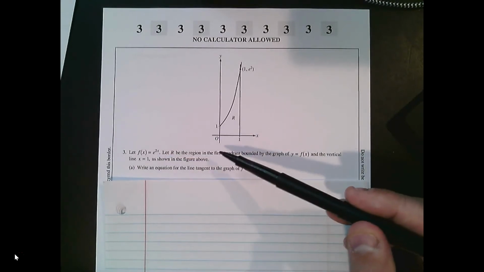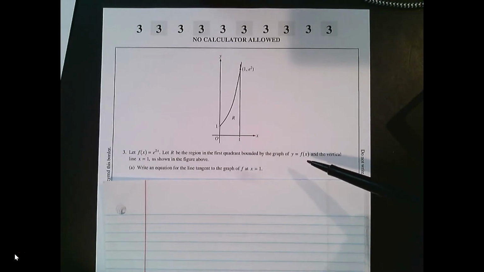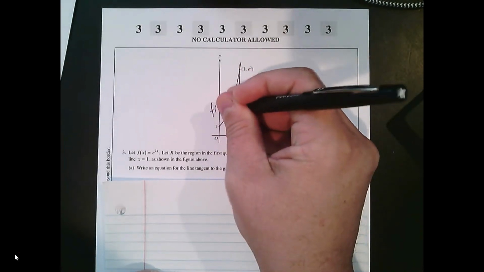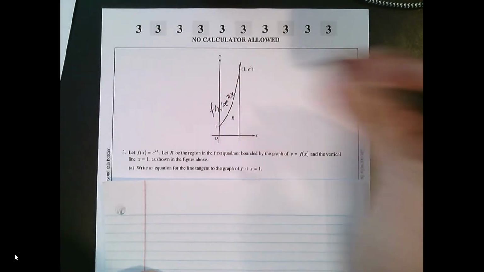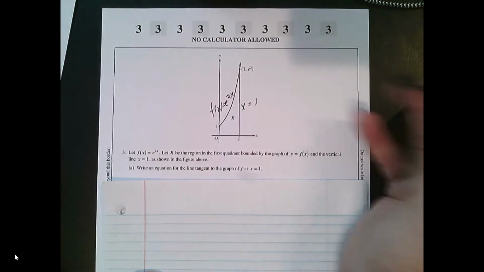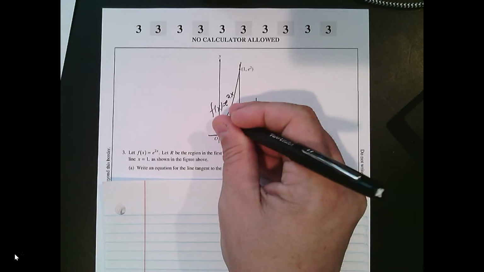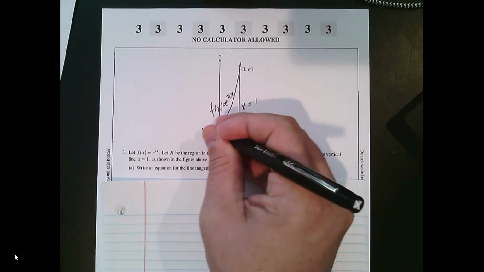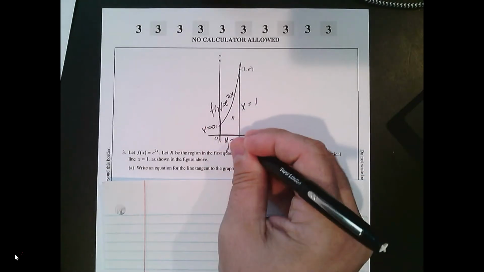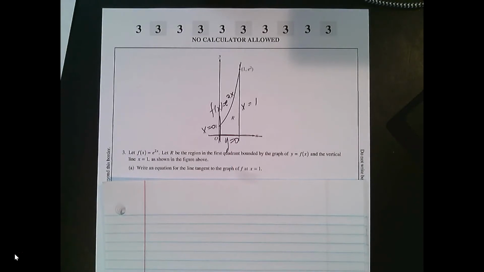Let R be the region in the first quadrant bounded by the graph of y equals f of x and the vertical line x equals 1 as shown above. So the graph is the graph of f of x equals e to the 2x. This vertical line is equal to x equals 1. Since we want to stay in the first quadrant, our other bounds are x equals 0 and y equals 0.